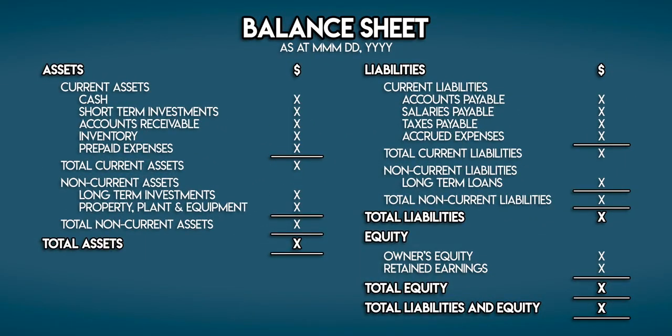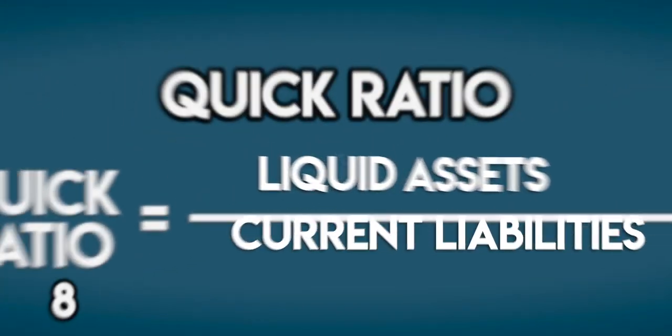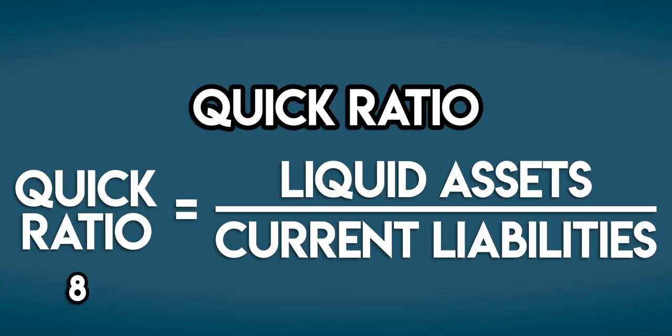Sometimes we need to look at all of the business's liquid assets on the balance sheet. So that means cash, marketable securities like short-term investments, and accounts receivable. Inventory and prepaid expenses aren't considered to be liquid assets. We can find the quick ratio by taking all liquid assets and dividing them by current liabilities. This checks if a business can cover its short-term debt obligations using everything that can quickly be converted into cash.